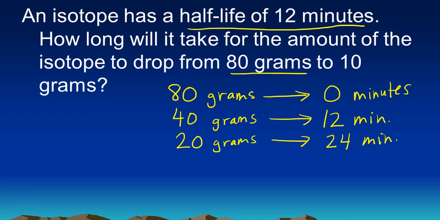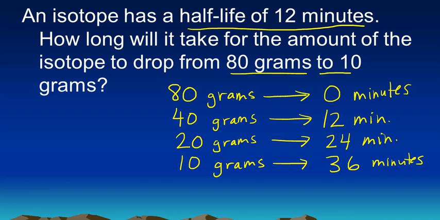And then we have another 12 minutes, another half-life. 12 plus 24 is 36 minutes this time. And half of 20 is 10 grams. And if you look at the problem, you'll see that that's what the question is asking about. How long will it take to drop to 10 grams? And so it looks like the answer is 36 minutes. And so the diagram method of solving half-life problems is very effective, as you can see.